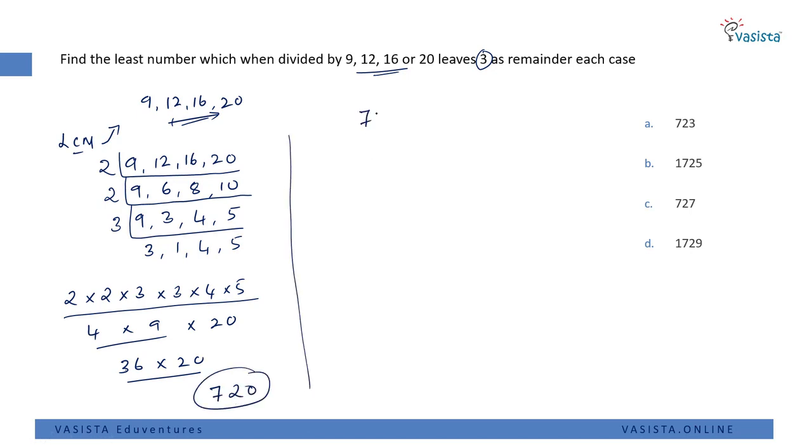Now if you take 720 and divide by 9, it is completely divisible; by 12 also, by 16 also and by 20 also. But the question is, it should leave 3 as a remainder. So what you need to do is add 3 to 720, so this will become 723. When you try to divide this 723 by 9, 12, 16 or 20, it always leaves the remainder 3. Right, option A is the right one.